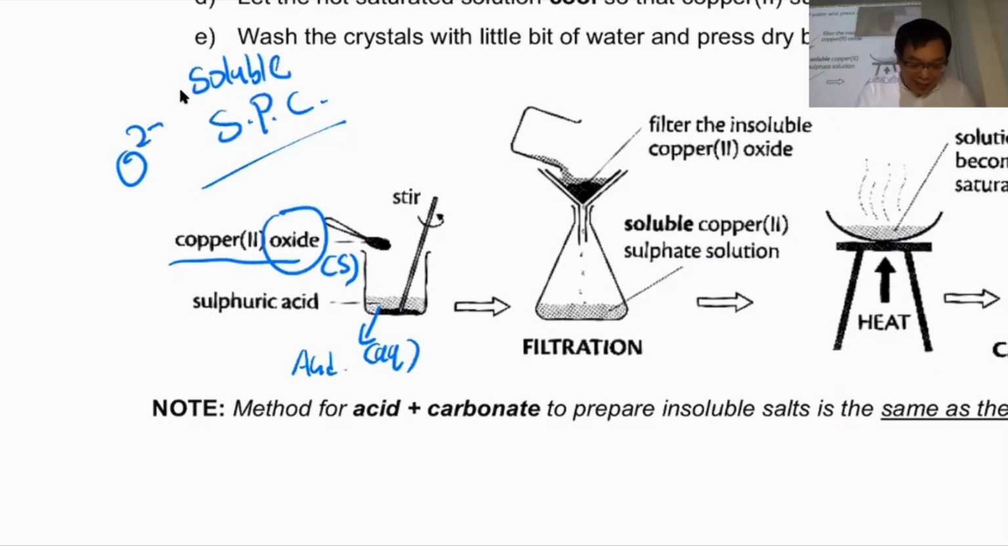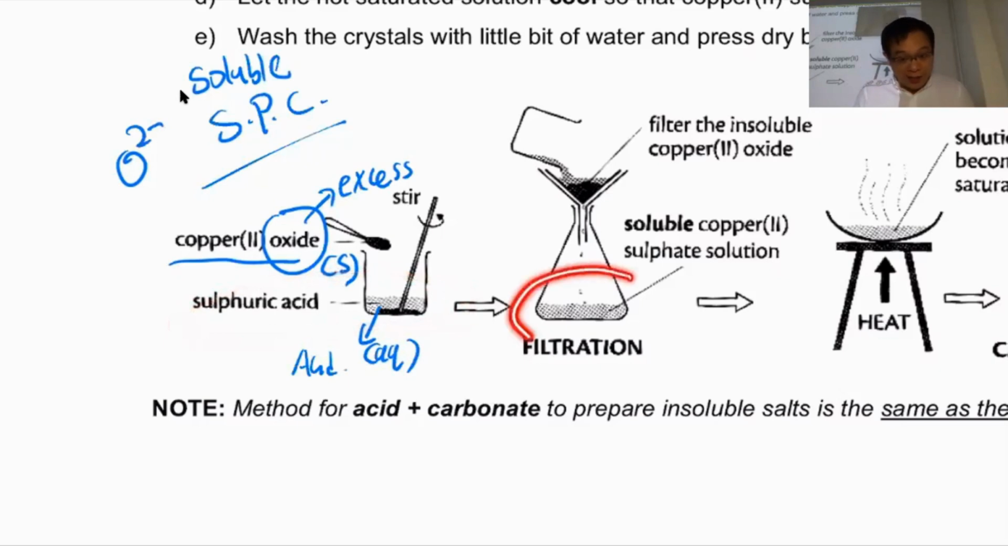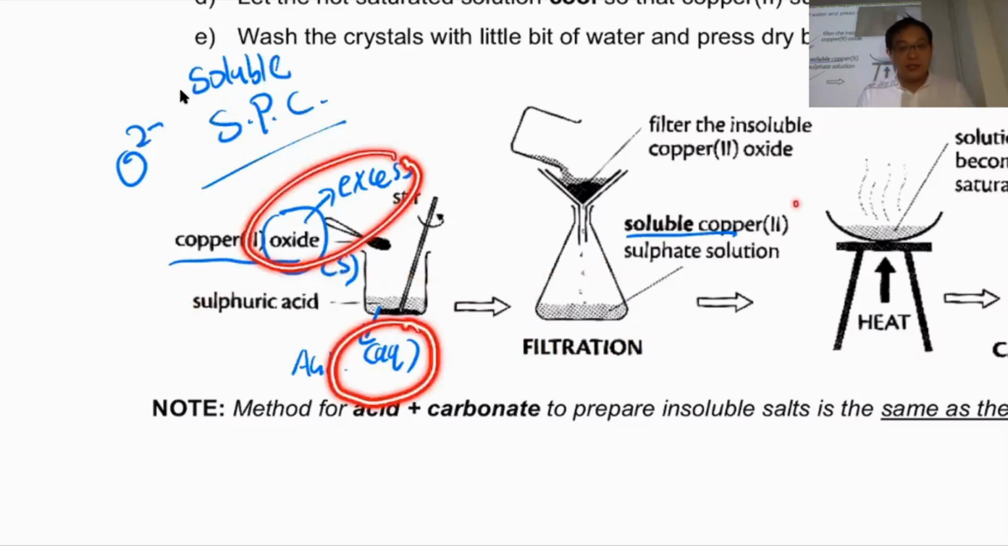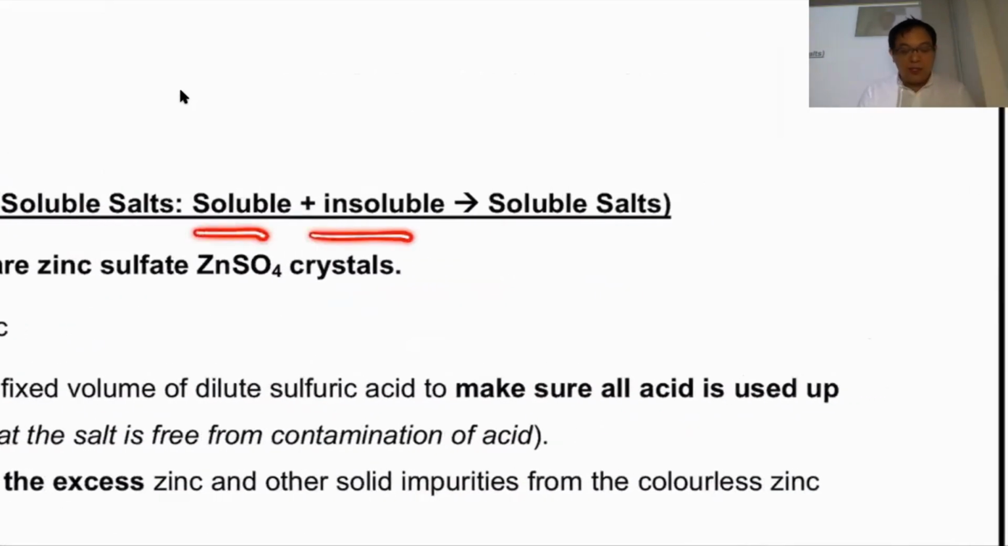So you add in excess. What is the purpose of this reaction? To make sure all the acid fully reacted. Then you collect the salt, and the salt is soluble. So to summarize, we are using an insoluble salt combined together with a soluble one to give you a soluble salt. Take a look at the top of the table, I give you a summary on top: soluble plus insoluble to give you soluble salt. That is the second method of preparation of salt.